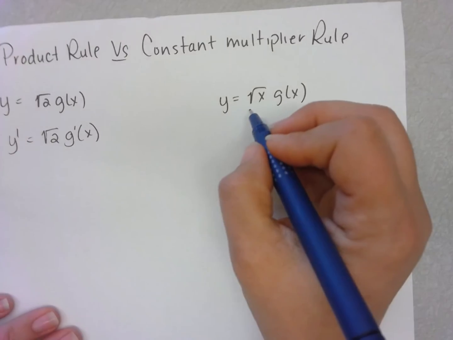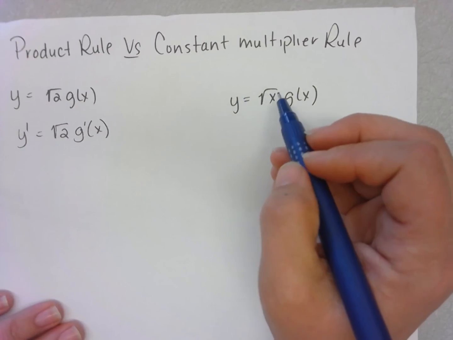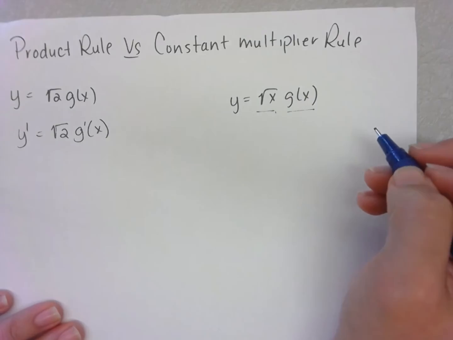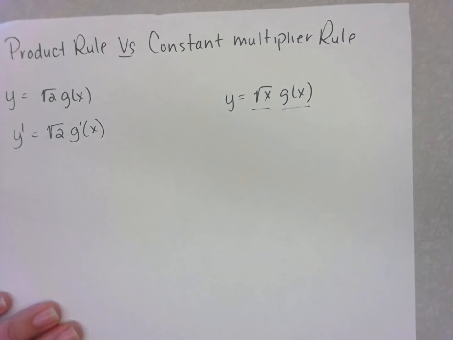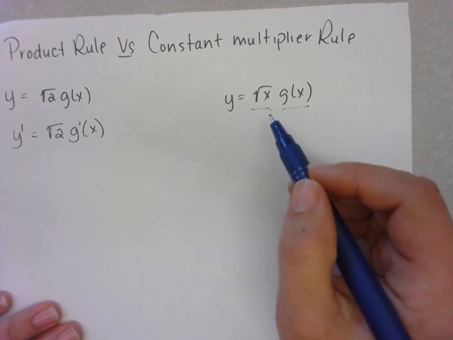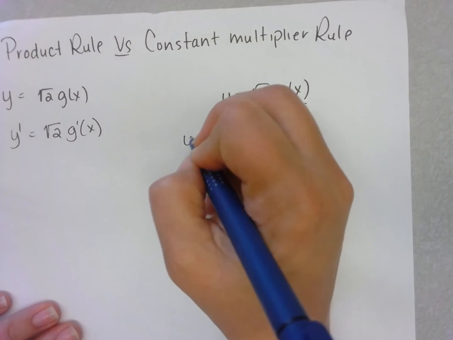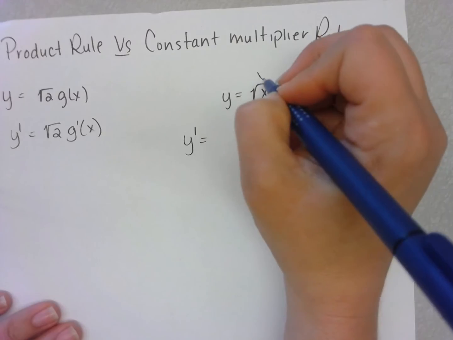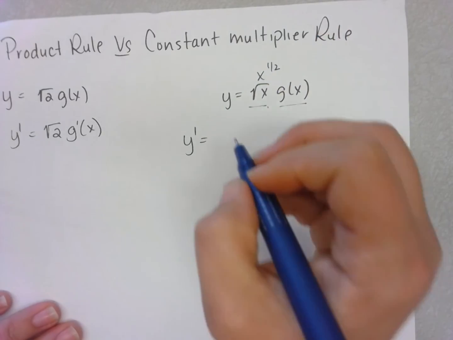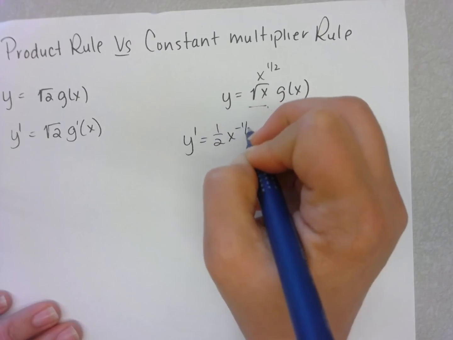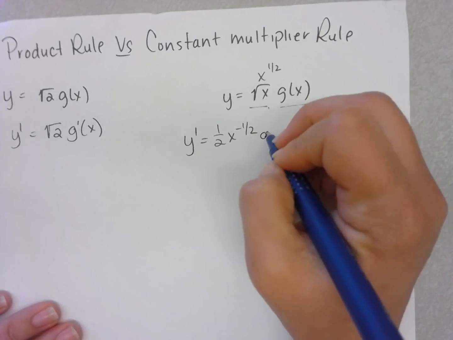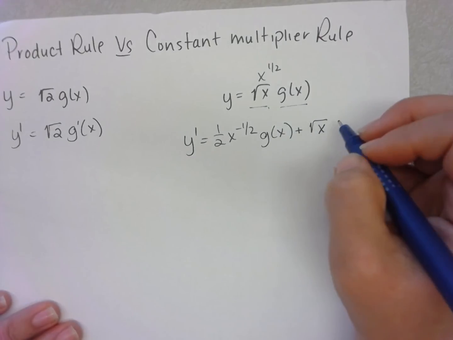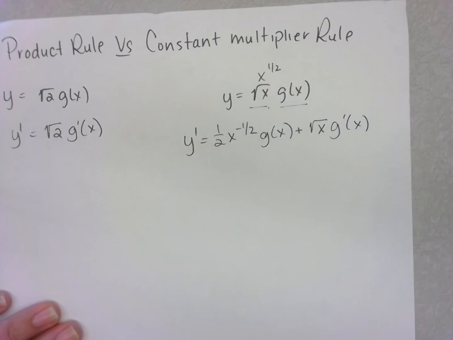On this side here, I don't have the square root of 2, I have the square root of a variable. So it's only when I have a variable in both of my functions or my terms that I actually need the product rule for it. Okay, so my y prime in this case would be, so if I take the derivative of the square root of x first, I'm going to rewrite this up here as x to the 1/2. I'd have 1/2 x to the negative 1/2, so I did the derivative of that, then times g, then plus the square root of x, and then times g prime of x. So that's the literal application.